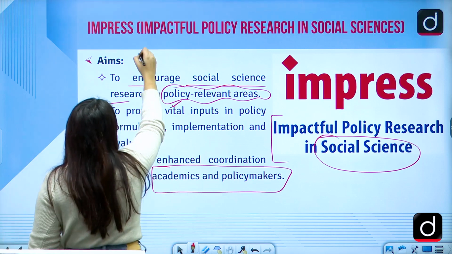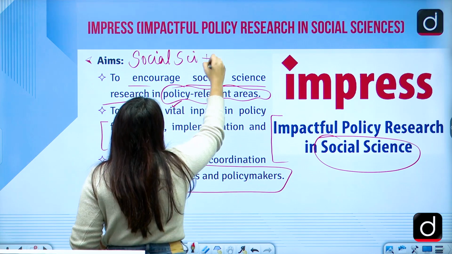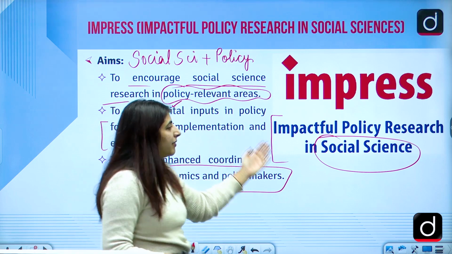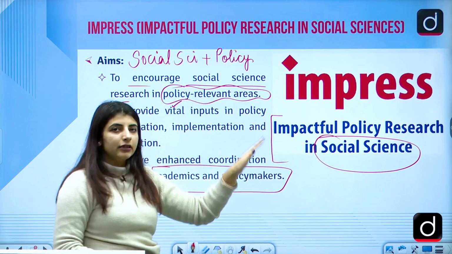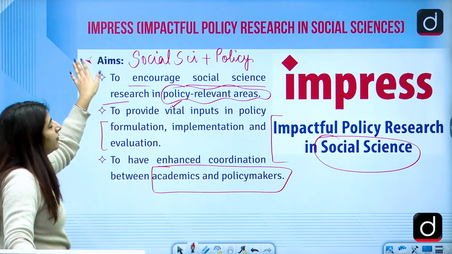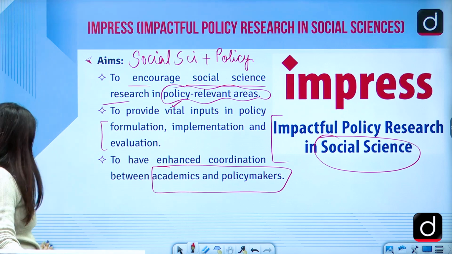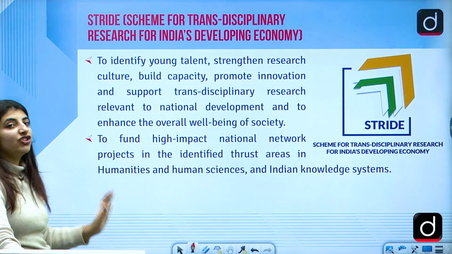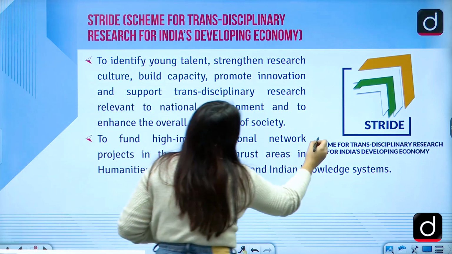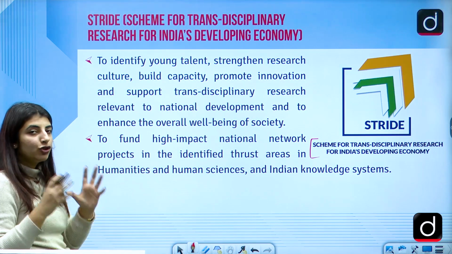So basically here we have social science plus policy, right? And as the name suggests, impactful policy research in social science. So policy formation and social science is related to the field of Impress, the scheme of Impress. Then we have STRIDE. STRIDE stands for Scheme for Transdisciplinary Research for India's Developing Economy. Jot this point down.